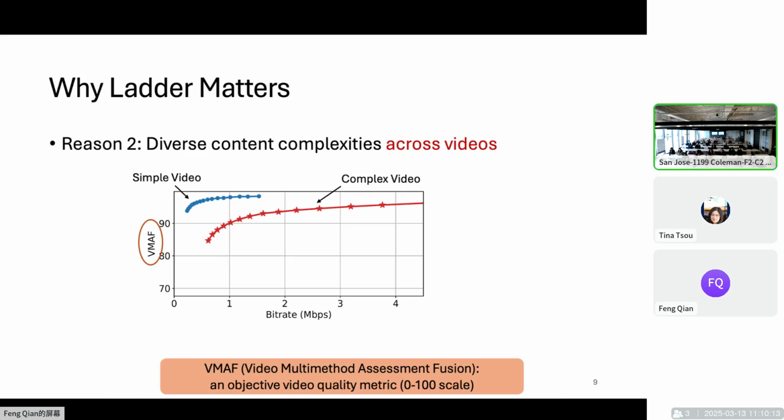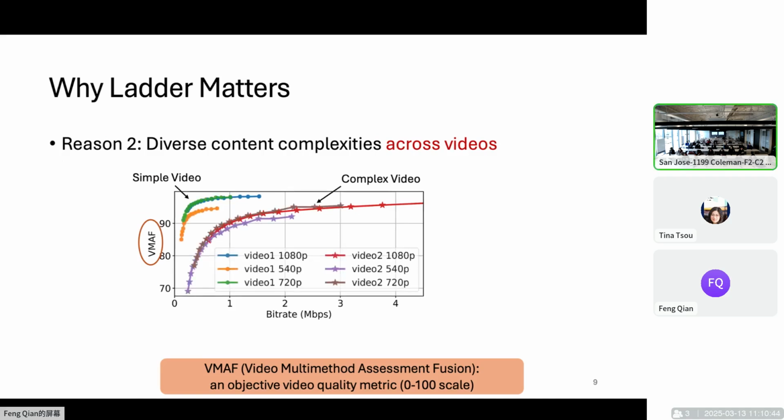Each dot is a different choice of encoding parameters. Even for the same resolution, we can come up with different encoding parameters to balance the trade-off between bitrate and video quality. You can see that for the simple video, we only need a low bitrate to achieve a pretty high VMAF score. But for the complex video, we need a very high bitrate to achieve the same VMAF score. If you look at other resolutions, the story is similar. So the takeaway is that we should use different ladders for different videos with different content complexity.